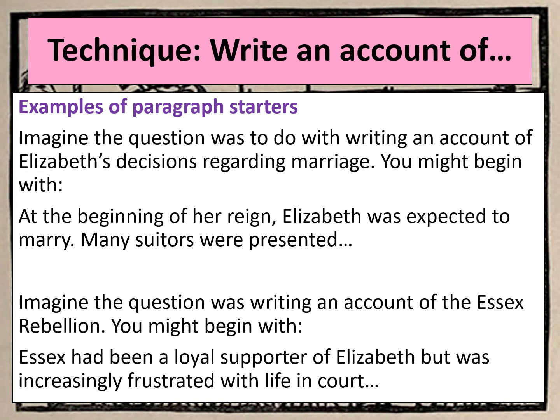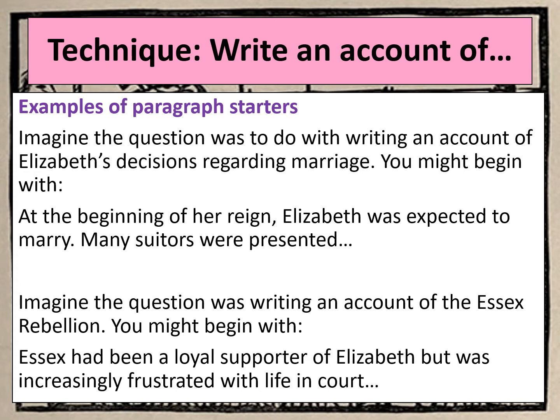So again, let's have a look at the kind of examples that you could be using in this particular exam. So if there was a question about writing an account of Elizabeth's decisions regarding marriage, you might begin with the beginning of her reign. So at the beginning of her reign, Elizabeth was expected to marry, many suitors were presented. So you might talk about kind of those early hopes and the early kind of suitors, etc. And then your second paragraph might be kind of the later stages, maybe including the role of Parliament and the Privy Council.